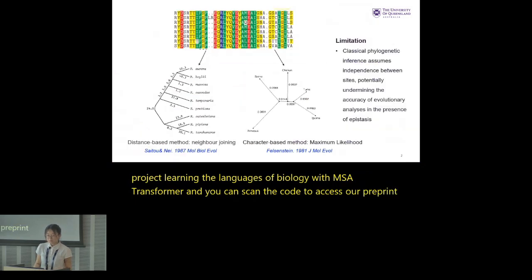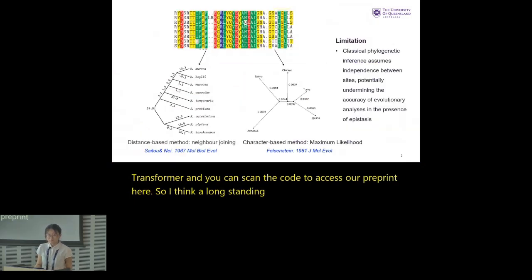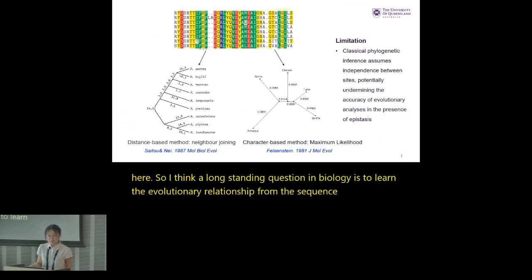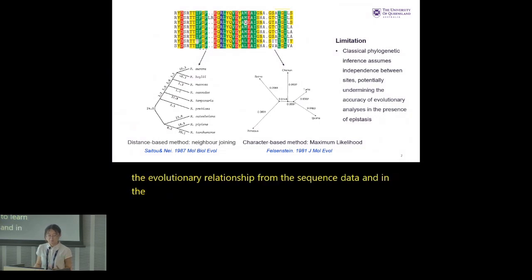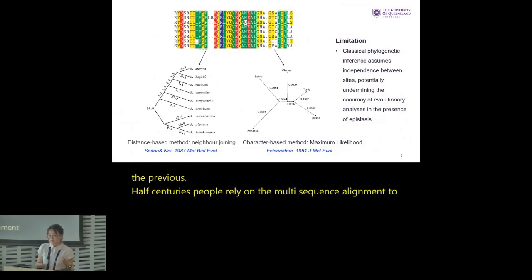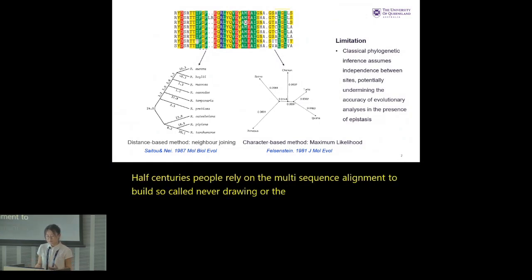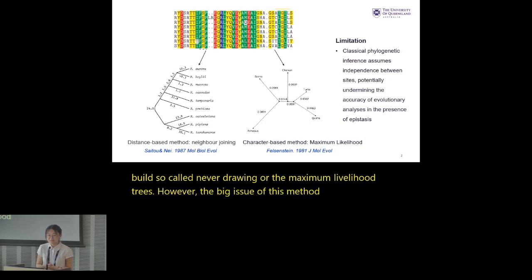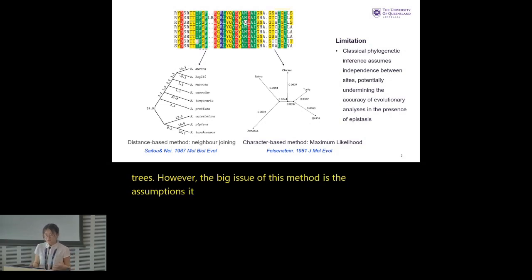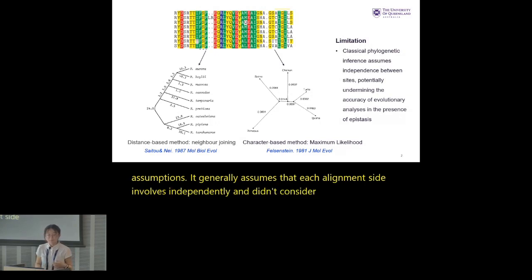So I think a long-standing question in biology is to learn the evolutionary relationship from the sequence data. And in the previous half century, people relied on the multi-sequence alignment to build so-called neighbor-joining or maximum likelihood trees. However, the big issue of this method is the assumptions. It generally assumes that each alignment site evolved independently and doesn't consider the dependence between sites.